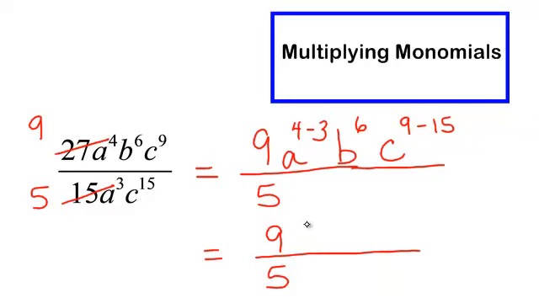A to the 4 minus 3, that would be a to the first. I'm not going to put 1. B to the 6th is just b to the 6th. And that would be c. 9 minus 15 is a negative 6. Am I done? No. This c to the negative 6, I need to move that to the denominator. So that'd be c to the 6. And now I am done. Let's work one more problem.